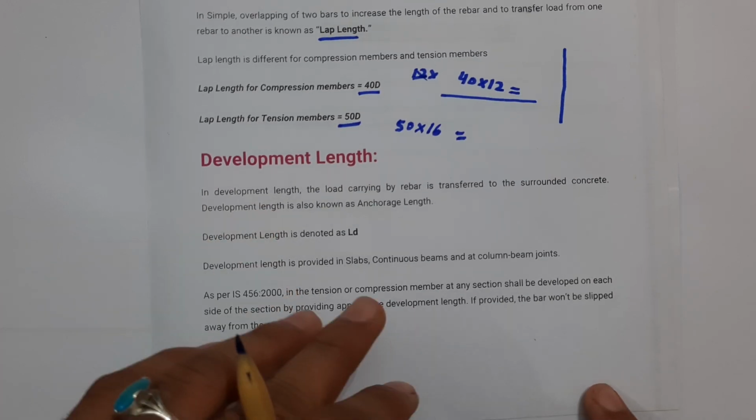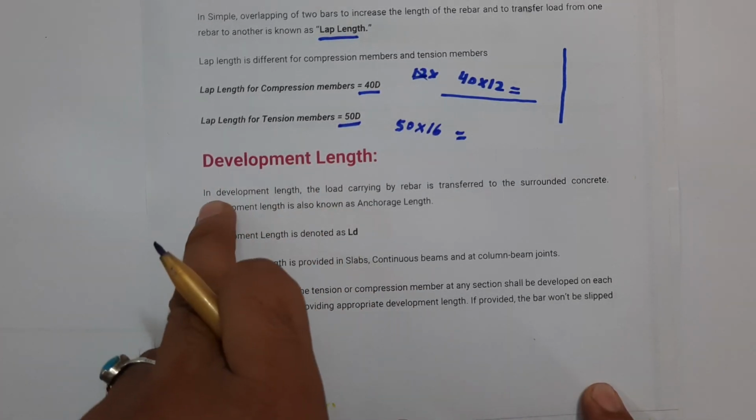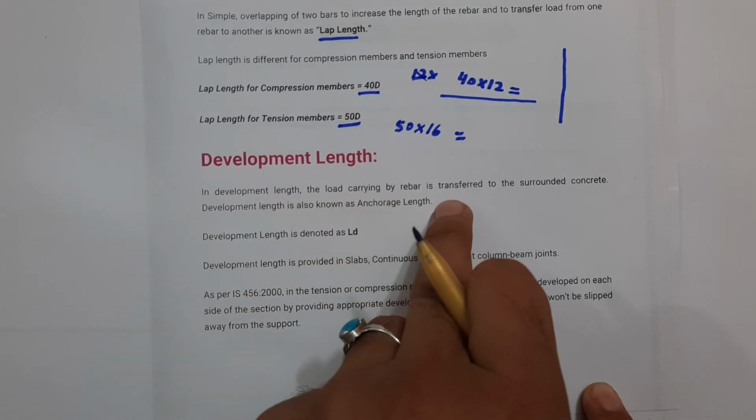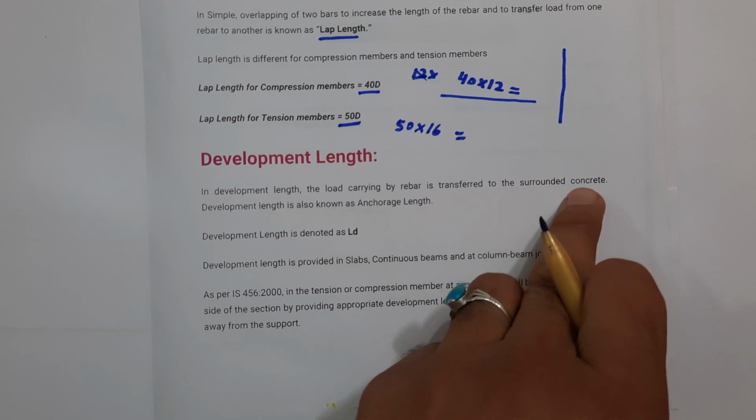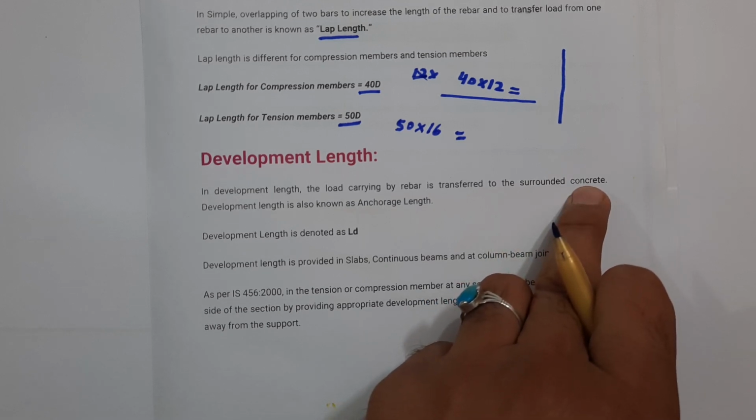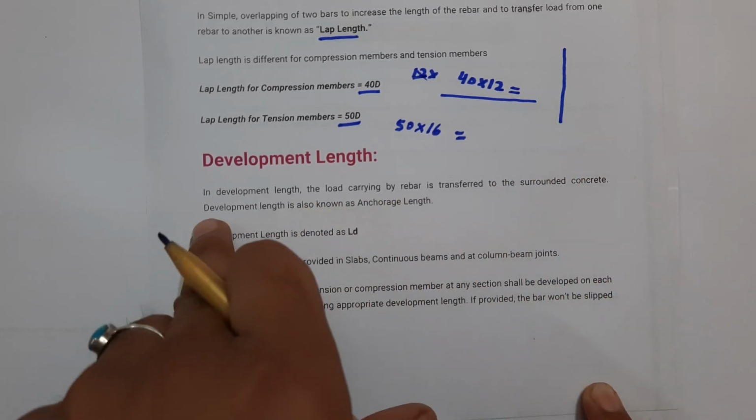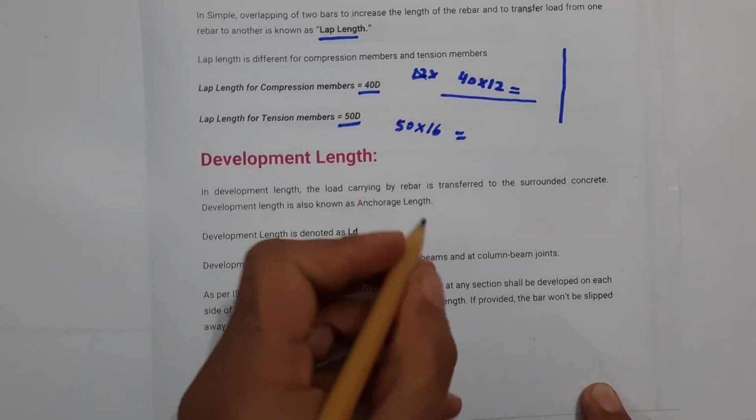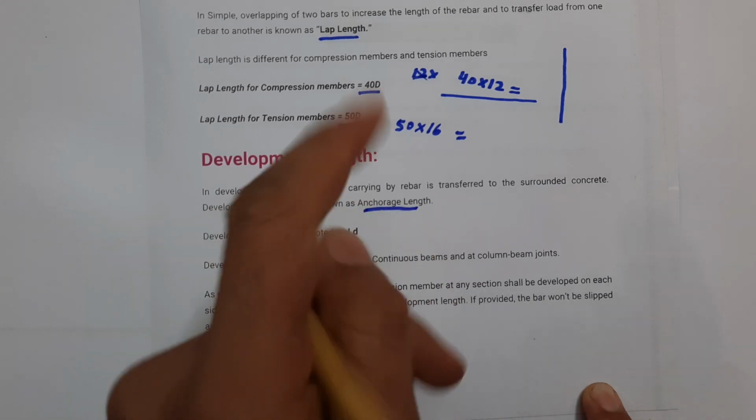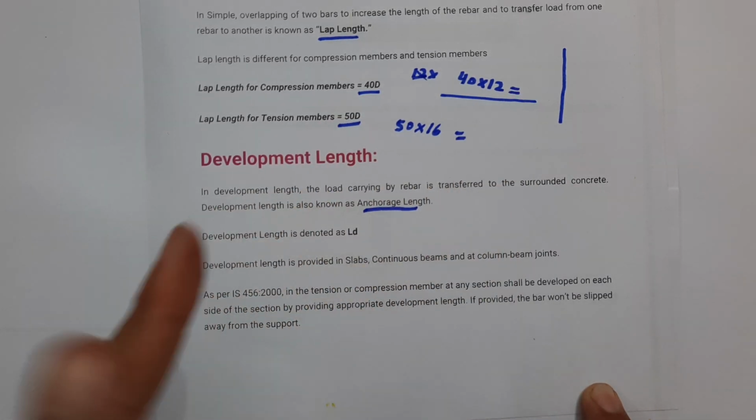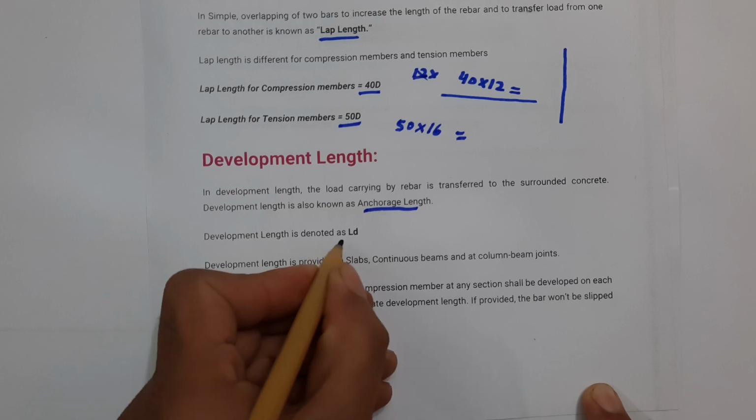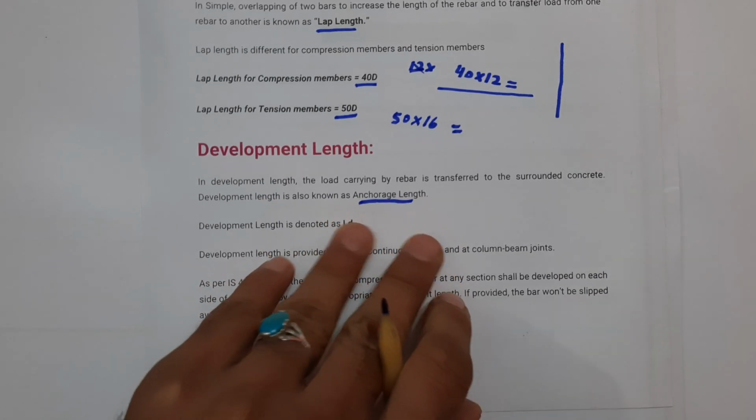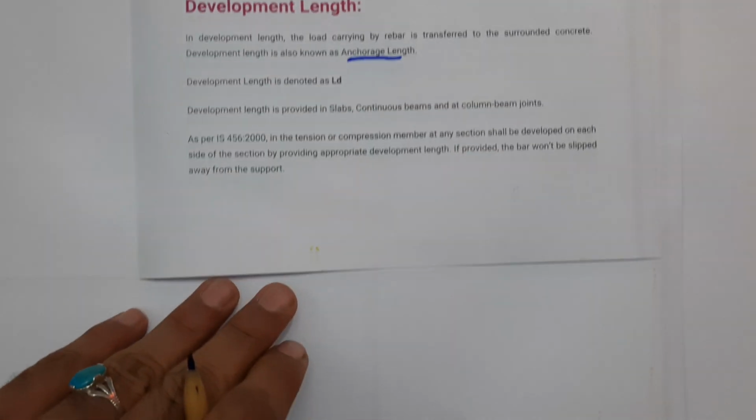Now what is development length? Remember, in development length, the load carried by the rebar is transferred to the surrounding concrete. Now I will show you in the figure. Development length is also known as anchor length. Anchor length and development length are the same thing. Remember, development length is denoted as LD. Now let me show you in detail.